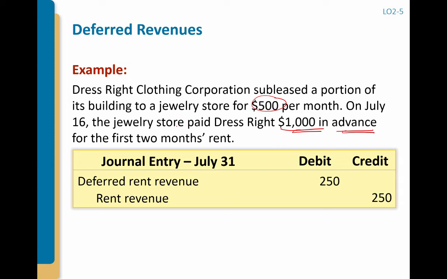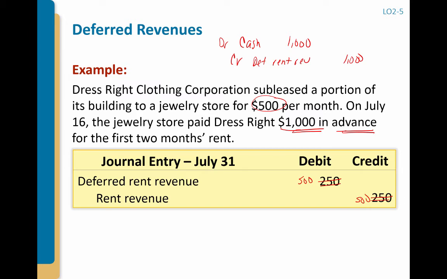So in this case now, we are booking our journal entry at the end of the month. So when we got the $1,000, we did debit cash for $1,000 because we received that from our sublease, and then we credited deferred rent revenue for $8,000. So now we are actually taking that deferred revenue and we're booking it. And I believe we paid $1,000 in advance for the first 2 months, and I made a mistake here. This should be $500.